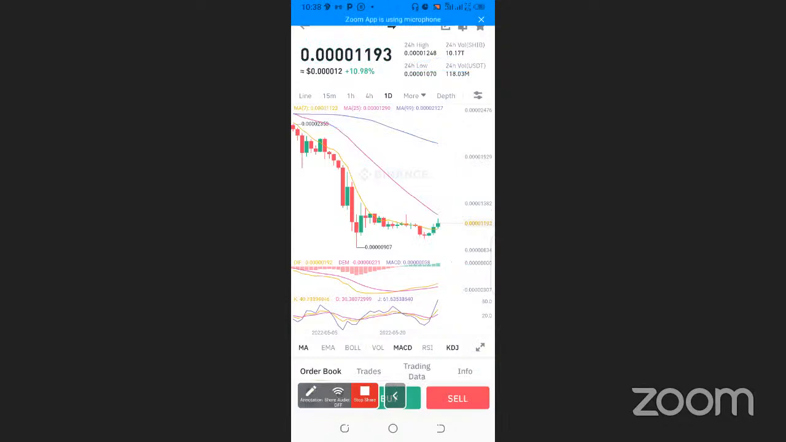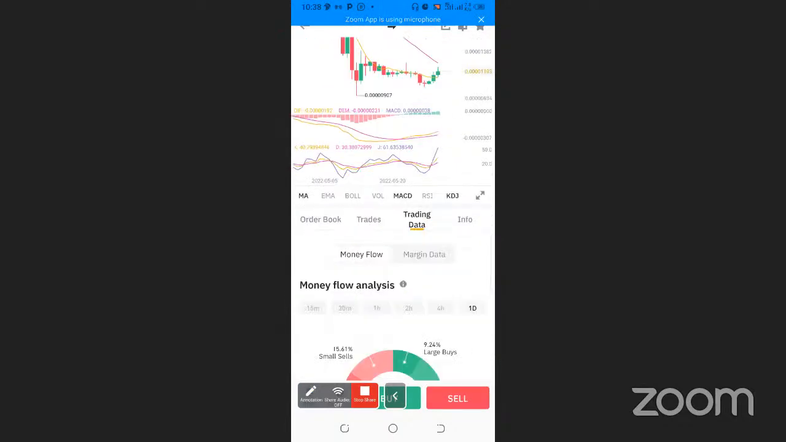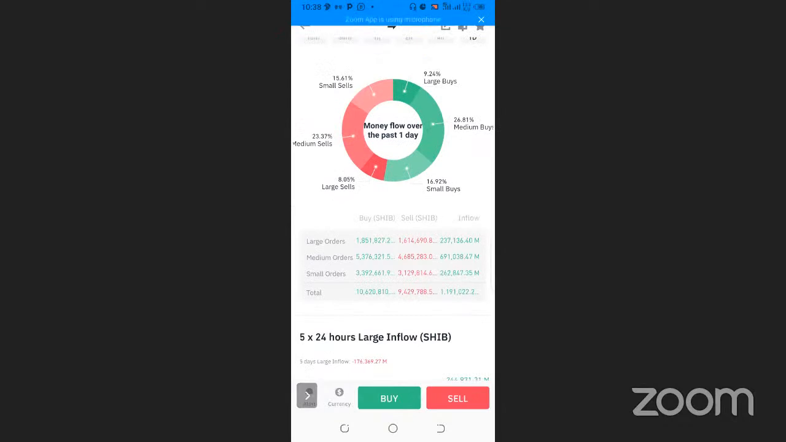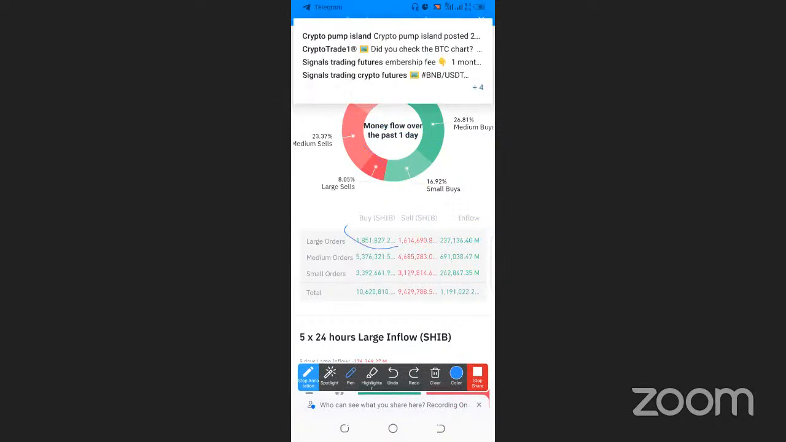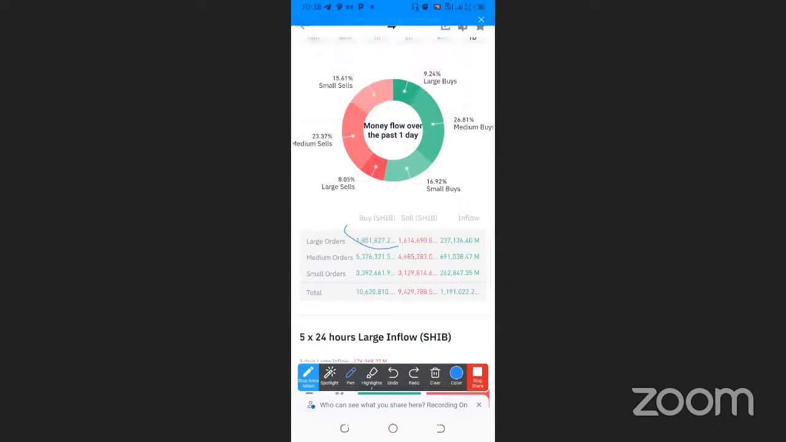Now look at the trading signal. The trading data will show you, are we on the right side or not? You can see the current larger order is 1.8. Market buyer 1.6, middle class 5.3, and buyer 4.6. Look at the profit as 691 million, 3.7 million. Smallest order we are having 3.3, and seller 3.1.